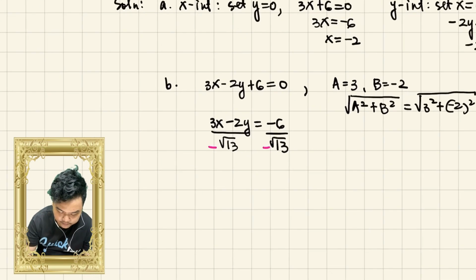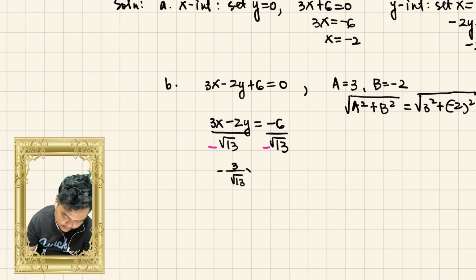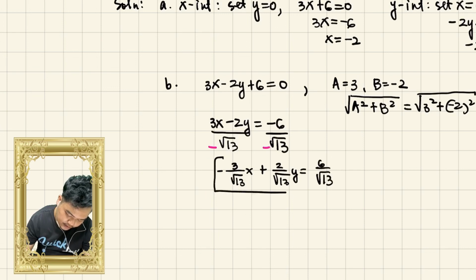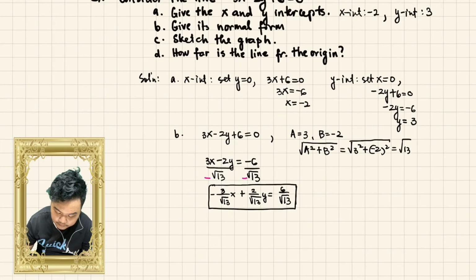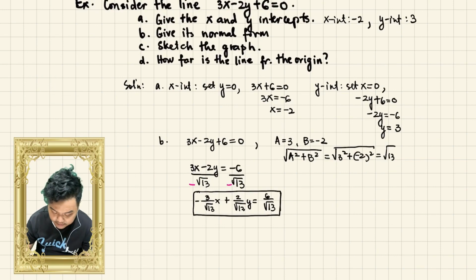Okay? So, simplify na lang natin onti. We get negative 3 over square root of 13x. Negative over negative. Positive 2 over square root of 13y equal to 6 over square root of 13. So, ito na yung kanyang normal form.